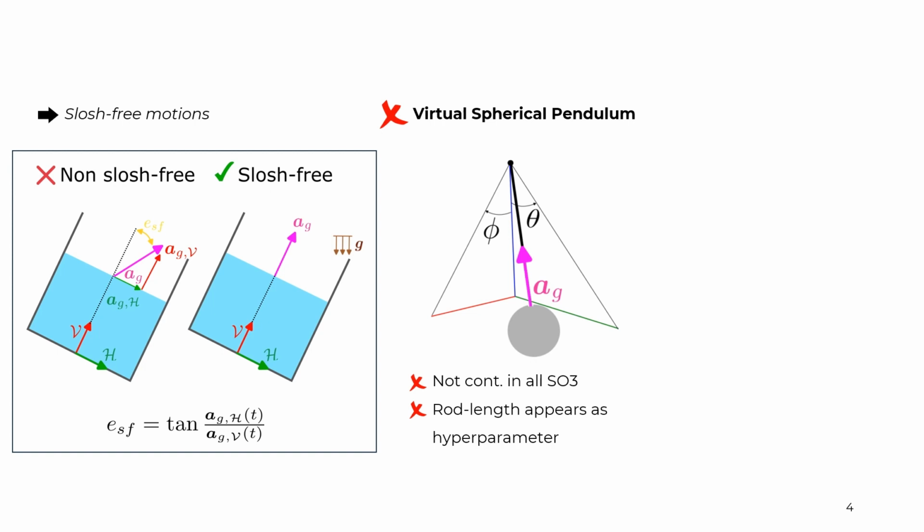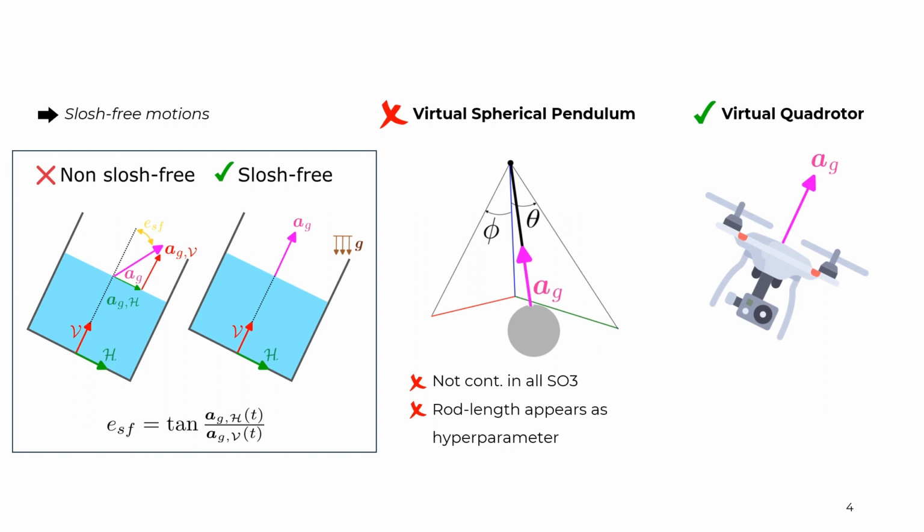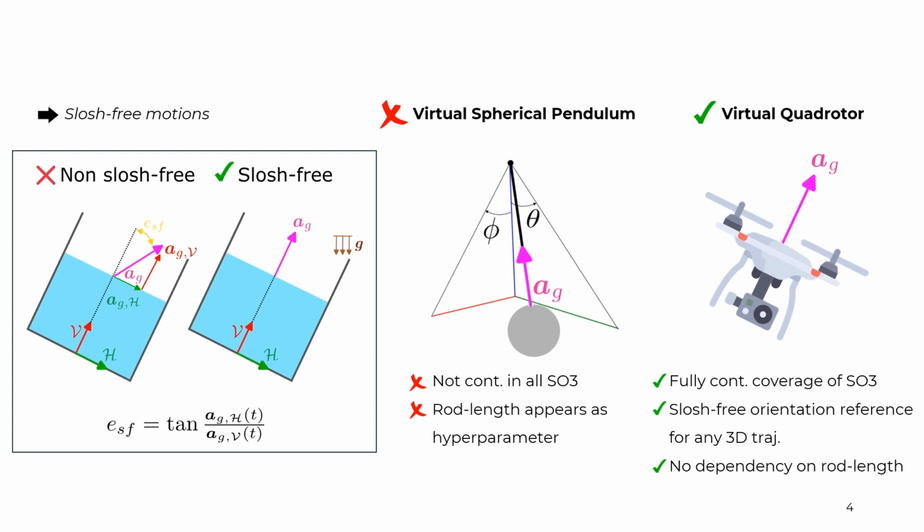Aiming to overcome these limitations, in this work we replace the spherical pendulum model with a virtual quadrotor, which is inherently slosh-free and differentially flat. The benefits of doing so are threefold. First and foremost, a singularity-free and continuous coverage of all SO3 is guaranteed. Second, the quadrotor's differential flatness allows us to compute slosh-free orientation references for any 3D trajectory without any additional computational cost. Third, the dependency on the rod length is dropped.